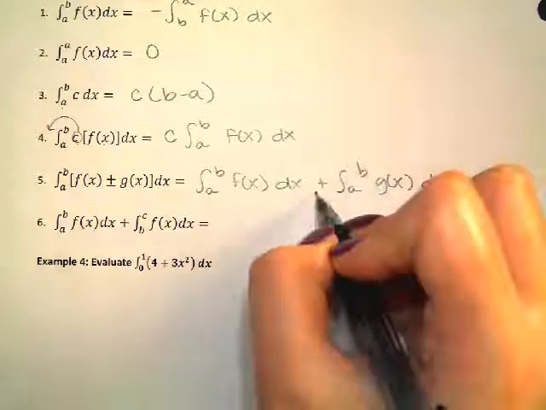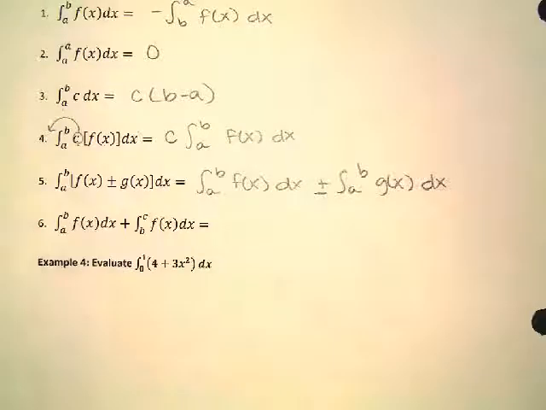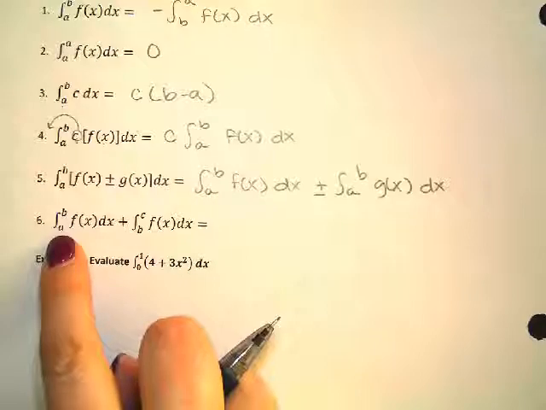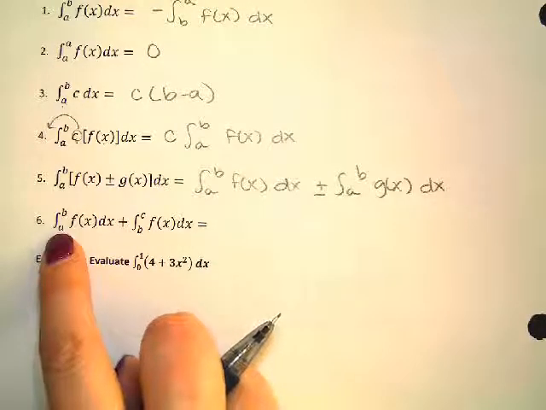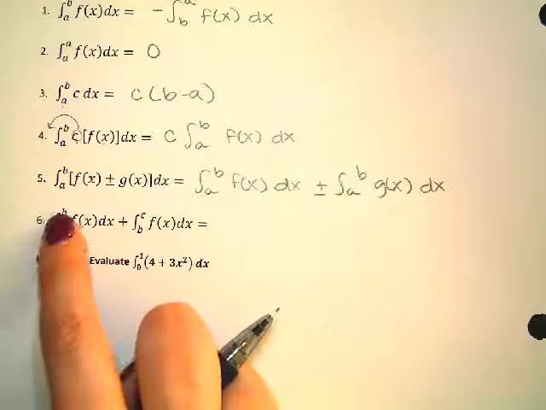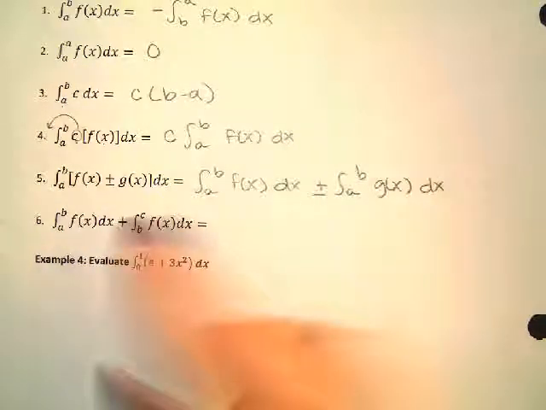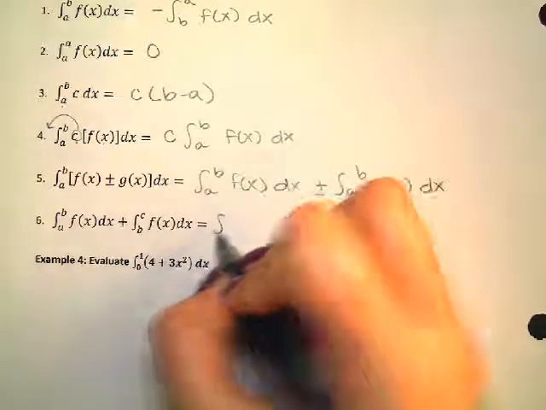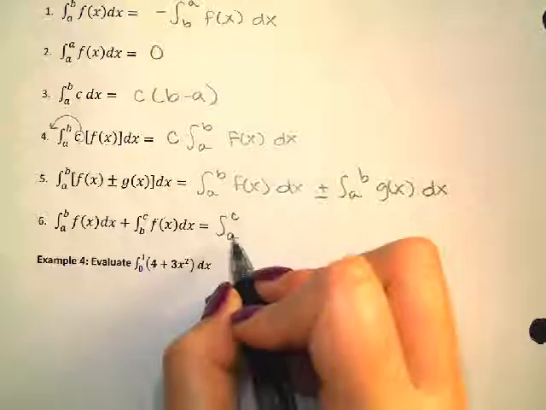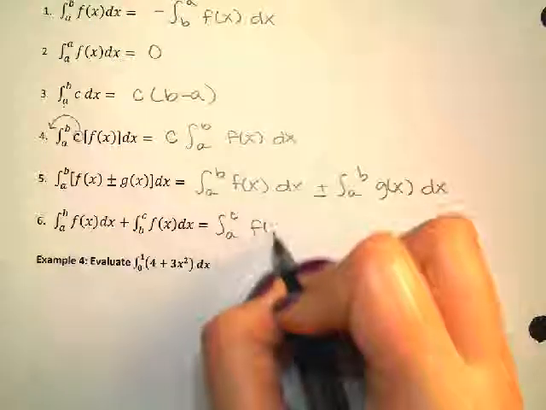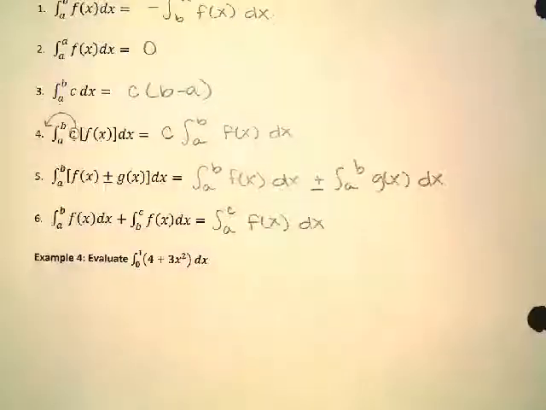Oh yeah, plus or minus. The next one we already did. So this one is saying if you start with one interval, this was like the front of the page, we did from 0 to 4, and then we did from 4 to 8, and we just added the two areas together. So if you have one interval and another interval, you could just say from A to C, f of x dx. You can put them all together like that.